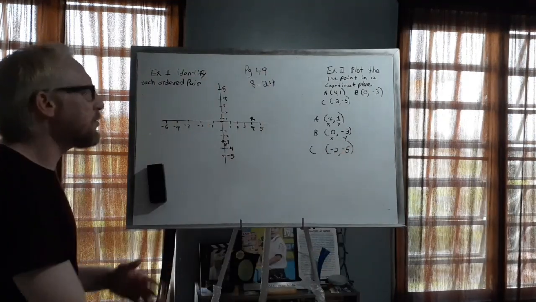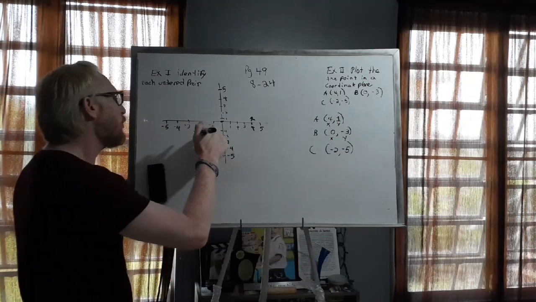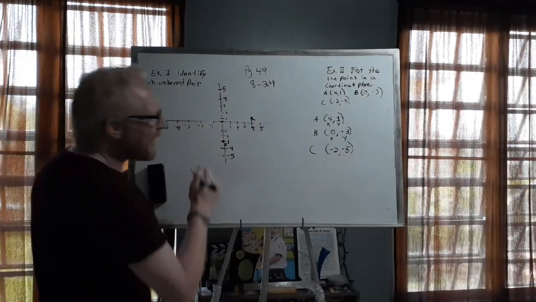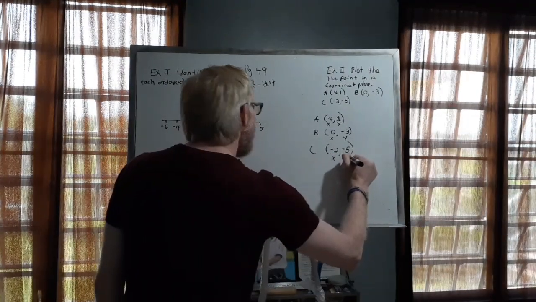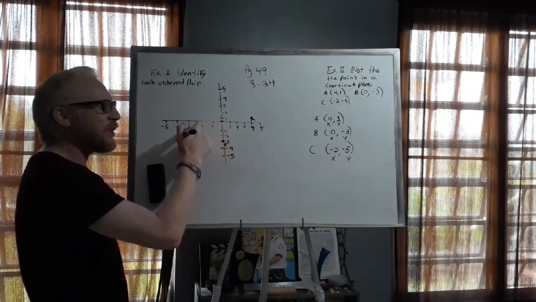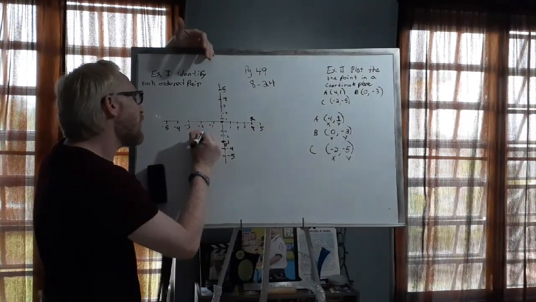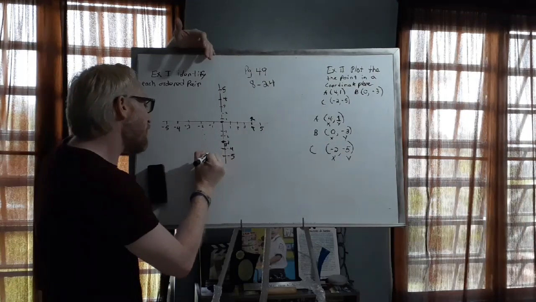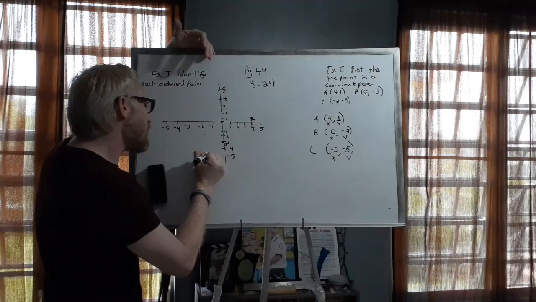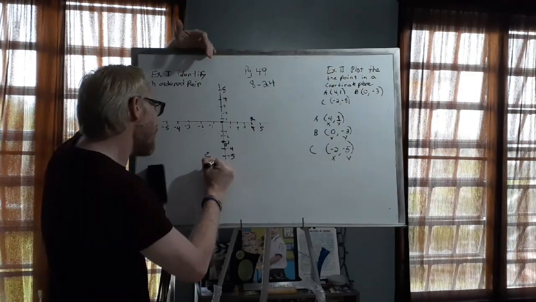And lastly, we have C, which is negative 2 and negative 5. So negative 2 is my x coordinate, which means I'm going to move 2 spaces to the left. So I'm going to count negative 1, negative 2 is right here. And then negative 5 is my y coordinate. So what does that mean? That means negative 2 is where I start, and then I'm going to count 5 spaces down. So this is 1, 2, 3, 4, and 5. So this is where point C is, and that is negative 2 and negative 5.